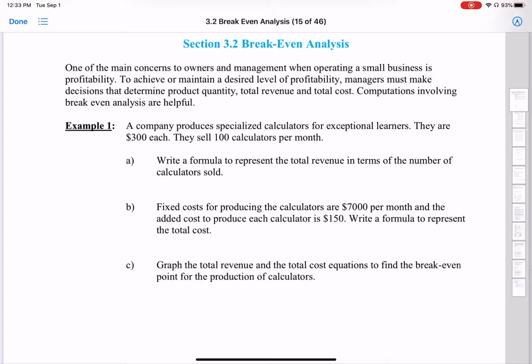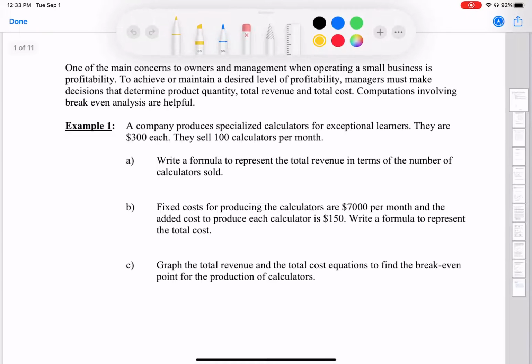So example one says, a company produces specialized calculators for exceptional learners. They are $300 each. They sell 100 calculators per month. Okay, so let's start off with what some of these numbers mean. The fact that they sell 100 calculators is their capacity. This is their capacity.